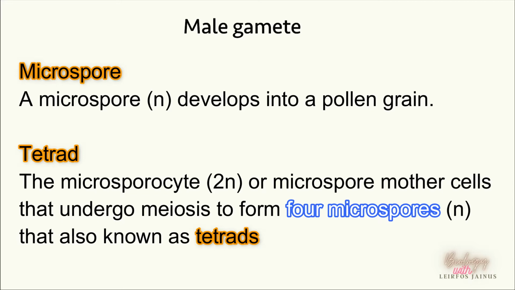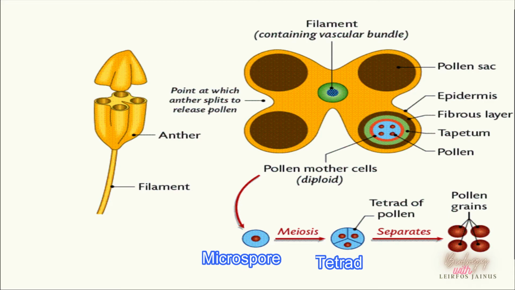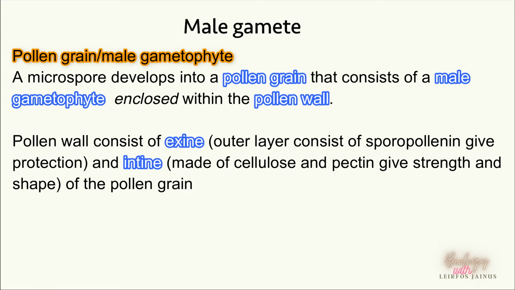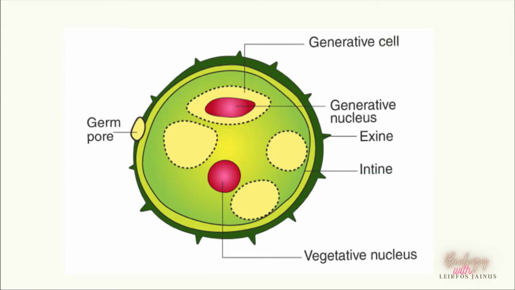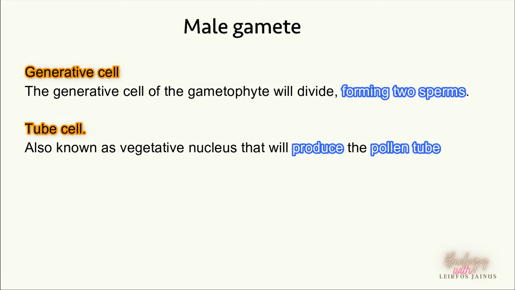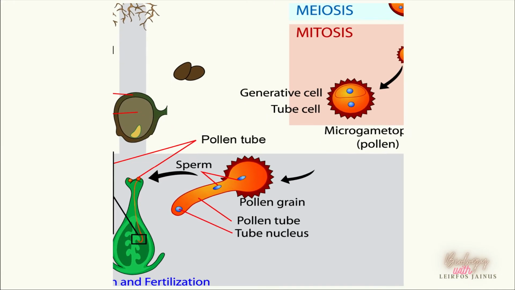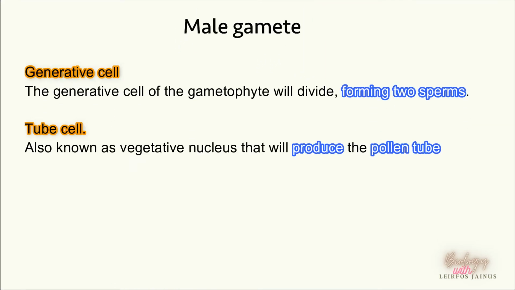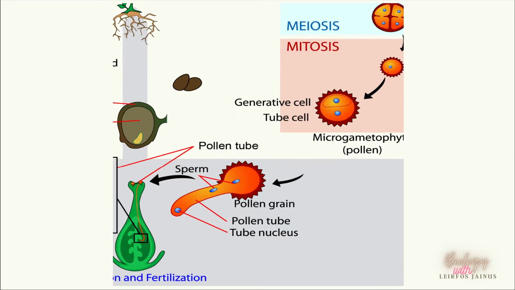Each microspore undergoes mitotic division to develop into a pollen grain, which is protected by the pollen wall, consisting of exine and intine that protect the male gametophyte. The male gametophyte then undergoes mitotic division to form a generative cell, which later divides to form 2 sperms, and the tube cell will produce the pollen tube that penetrates the style after pollination takes place.